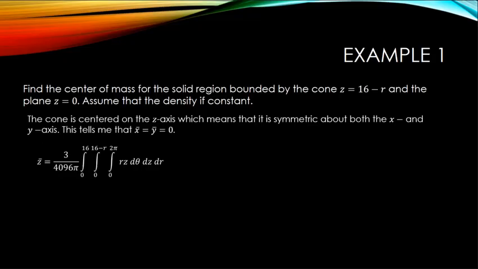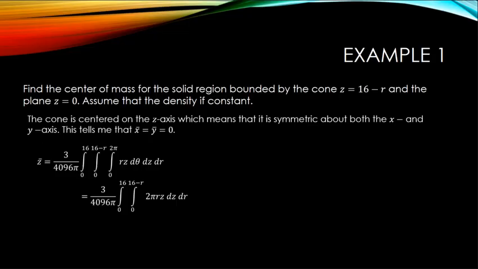Z bar is equal to 3 over 4096 times pi times the integral from 0 to 16 of the integral from 0 to 16 minus r of the integral from 0 to 2 pi of rz d theta dz dr. I integrate the innermost integral and I'm left with 3 over 4096 times pi times the integral from 0 to 16 of the integral from 0 to 16 minus r of 2 pi rz dz dr.